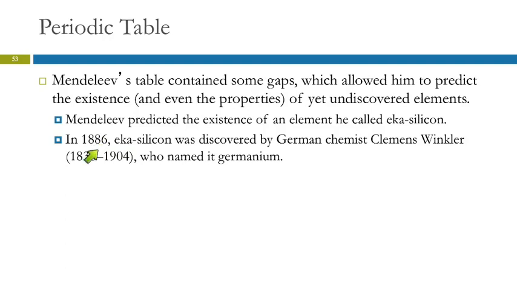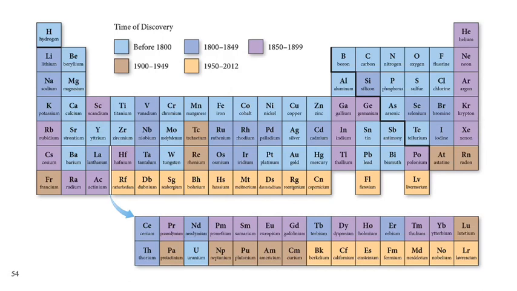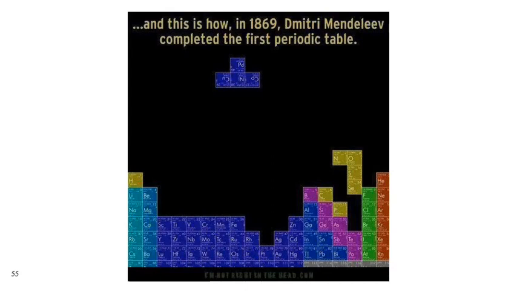That was discovered in 1886 by a German chemist who named it germanium after his home country. Clemens Winkler found that. So here is a periodic table showing when the different elements were discovered. So here's germanium. This was discovered after silicon. So when Mendeleev was putting together his table, this element wasn't known yet. And so he predicted that an element would be found. And this is how in 1869 Dmitri Mendeleev completed the first periodic table.